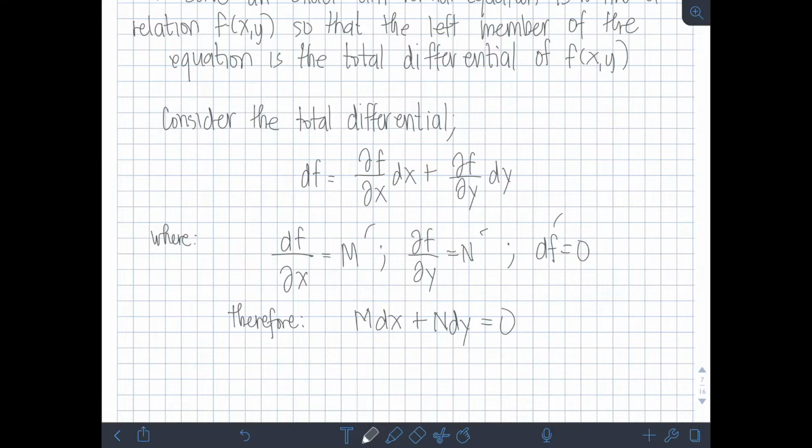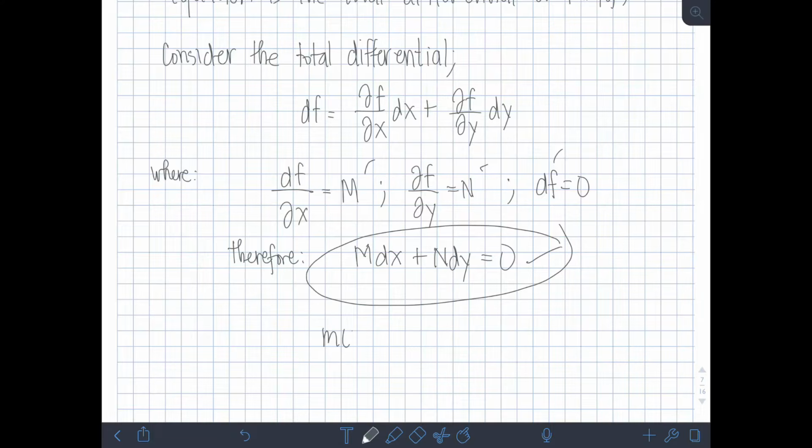So therefore, ito yung mabubuo nating form ng dE, yung M dx plus N dy equals 0. So diba ito yung form natin ng dE, yung M natin ay function ng x at y, at yung N natin ay function ng x at y din. So dahil naka-equate tayo sa 0, yung total differential natin ay 0. So ito, parang equate natin sa 0.